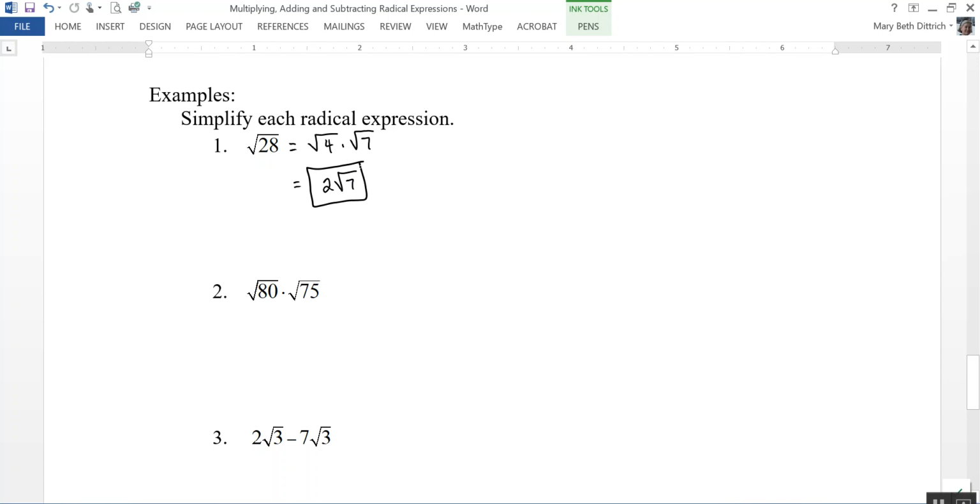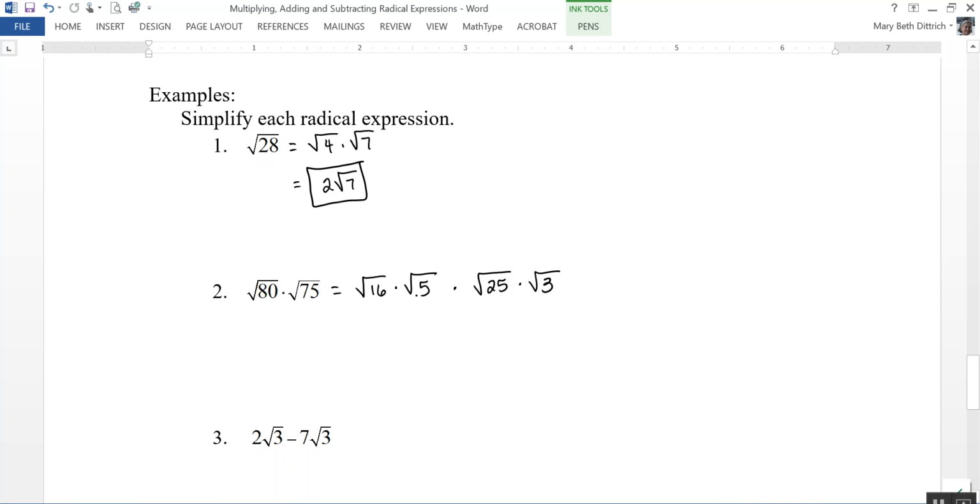Square root of 80 times the square root of 75, those are kind of big numbers. I really don't want to do the square root of whatever 80 times 75 is, so I'm going to simplify each one of those separately. So the square root of 80 is the same as the square root of 16 times the square root of 5, because 16 times 5 is 80. Square root of 75 is the same as the square root of 25 times the square root of 3.